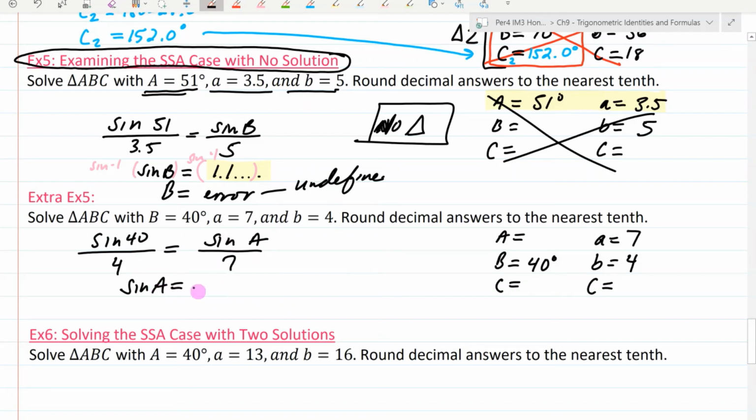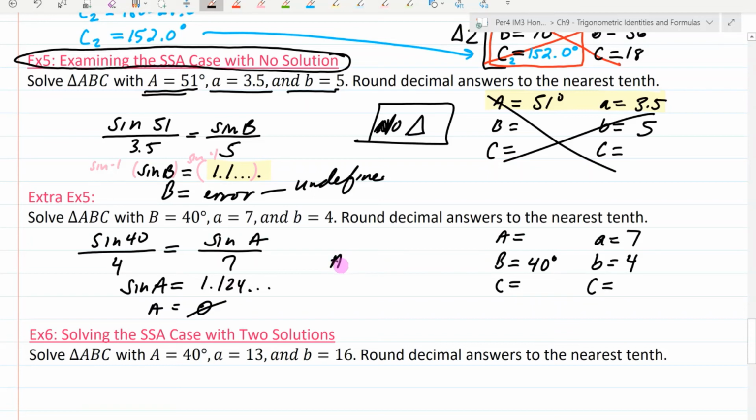So when you do this, you get sine of A is equal to 1.124, a bunch of other numbers, which means that there is no solution. You do want to see the numbers that you get for sine of A. Same thing with sine of B. You need to write those out. When you're solving for an angle, before you get the angle, show that part.